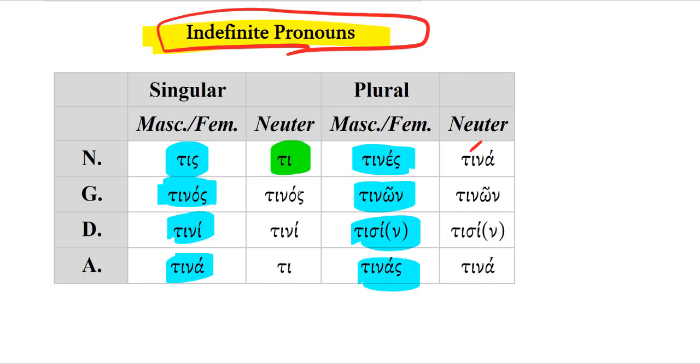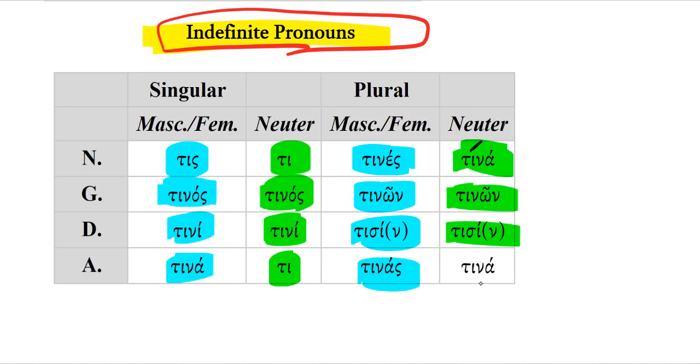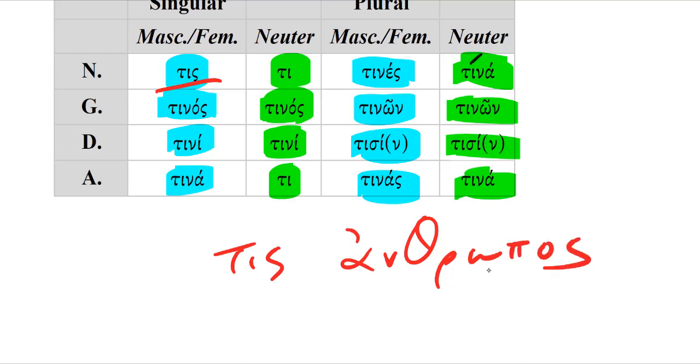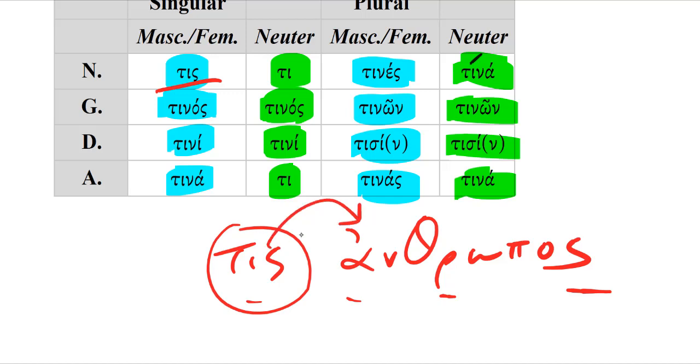Something or anything. Of something, to or for something. Something. Some things, of some things, to or for some things. Some things. And these can also modify words, right? Tis can mean anyone, someone, anyone. It can also be tis anthropos, a certain man. A certain man lived in a village, blah, blah, blah. So these can be used as modifiers, or they can be used by themselves.